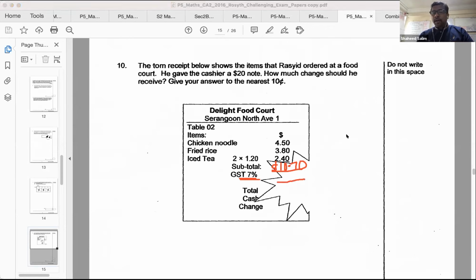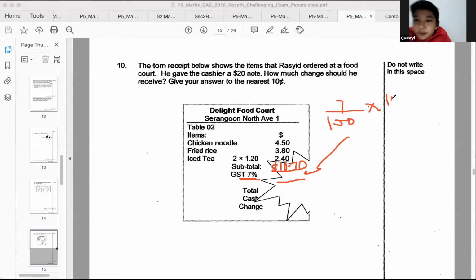So you find out how much is this 7%. How to find out? 7% of what? 7 over 100. Sorry, yeah. 7 over 100 times by how much? How much is the total? 10.70 lah. Times by 10.7. How much is it? Can you find?